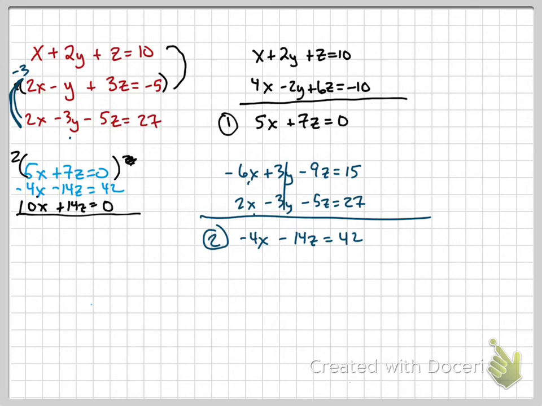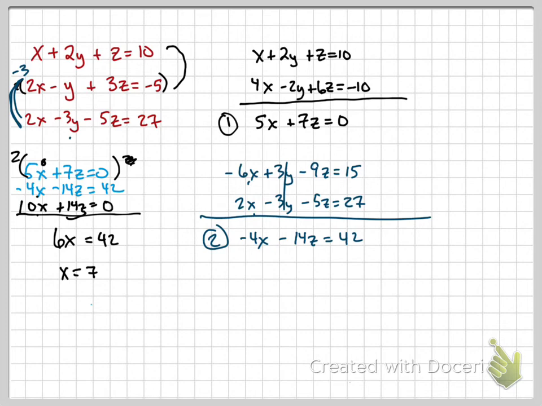So what's a negative 4x plus 10x? 6x. What happens to the z's? What's 42 plus 0? 42. If 6x equals 42, what's x equal? 7. So now I know x is 7. What can I do with that x? Plug it in. To which one? Top one. Doesn't matter, but let's plug it into the top.